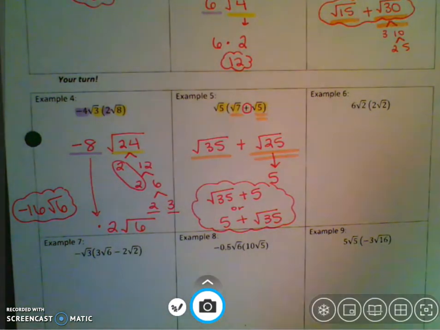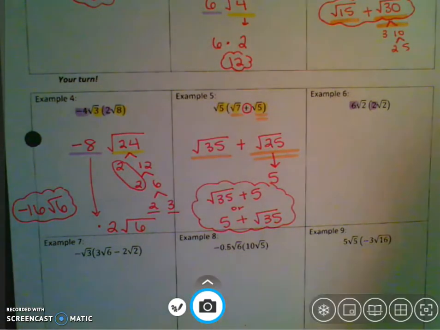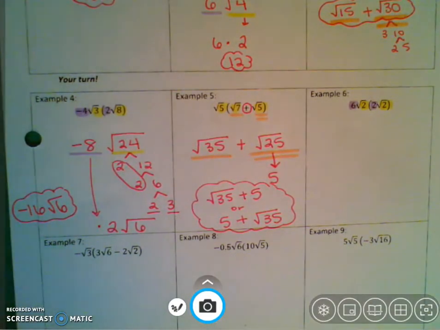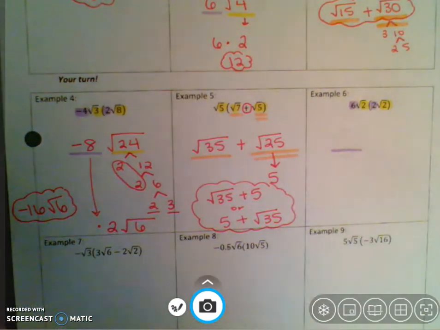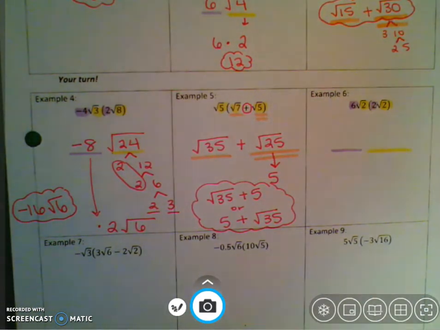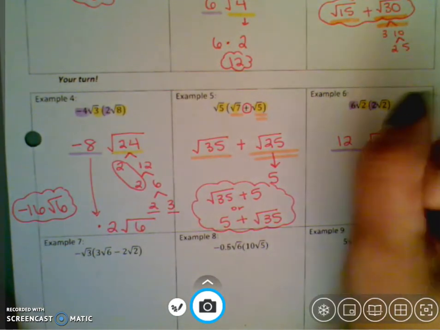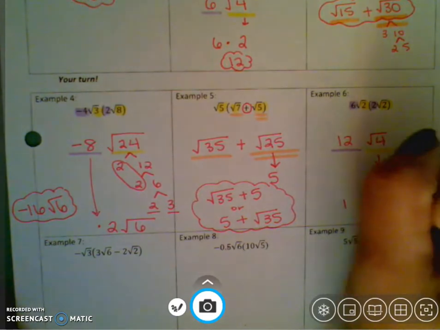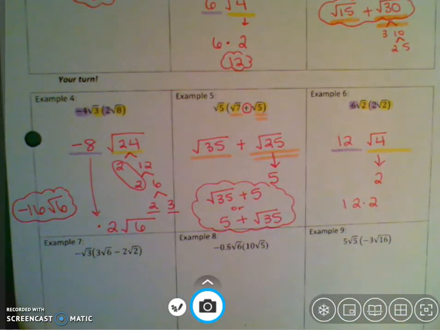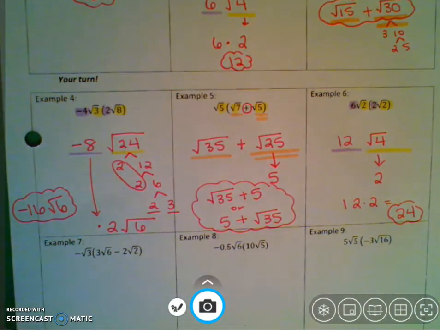Okay, so let's go ahead and highlight the next one. Outsides, I'm going to make purple. Insides, I'm going to make yellow. Okay, go ahead and pause this video and you guys try number 6. Okay, you should have tried number 6 by now. So you should have an answer that looks like this. So your final answer for number 6 should be 24.